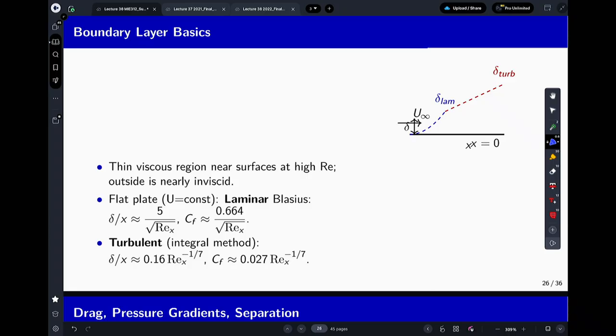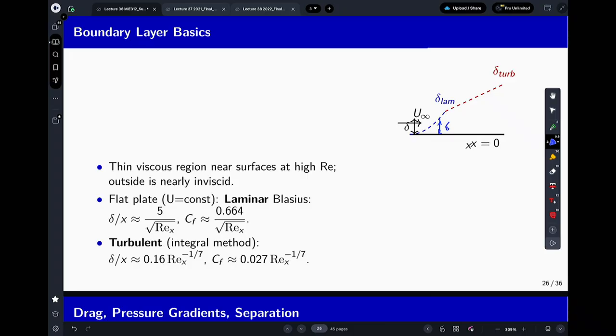We finished the course with external flow. So last Friday we covered all of that. We talked a little bit about how we define delta, the boundary layer thickness, and that really should be sort of shifted over here somewhere. So a delta laminar versus a delta turbulent.